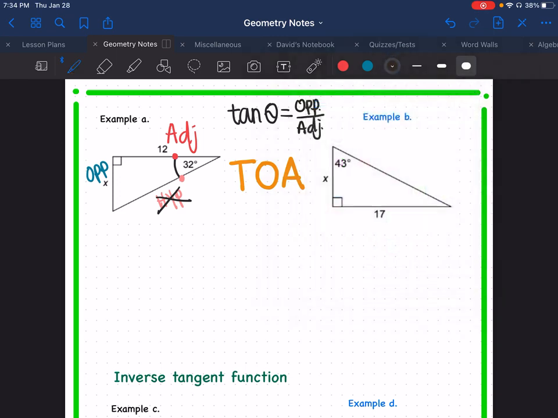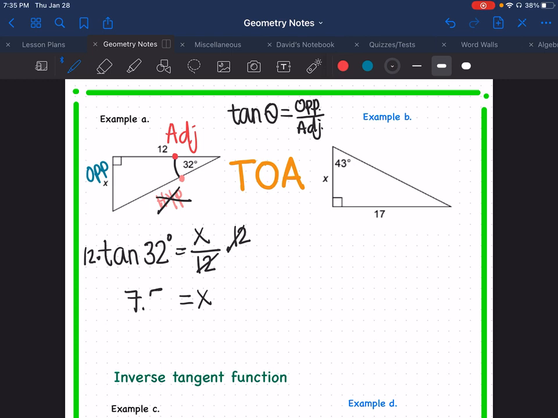All right, let's go ahead and do the actual problem. So I'm going to go ahead and choose tangent for this one. Tangent of theta, theta is 32 degrees, equals the opposite x over the adjacent 12. I'm going to multiply both sides by 12 and put this right into my calculator. I think you guys kind of got the hang of the calculator, so I'm just going to tell you that I got 7.5 for this one. Let's take a look at the next one.